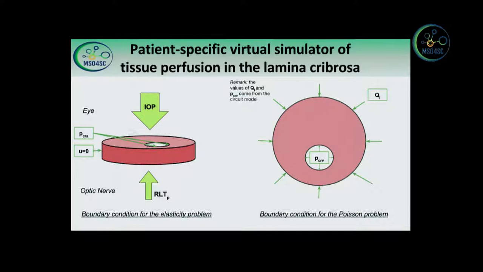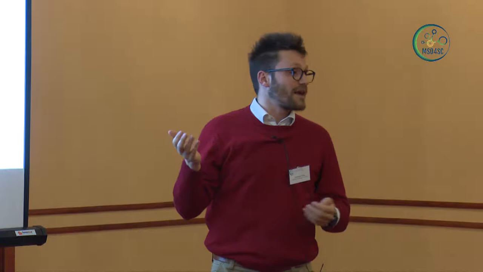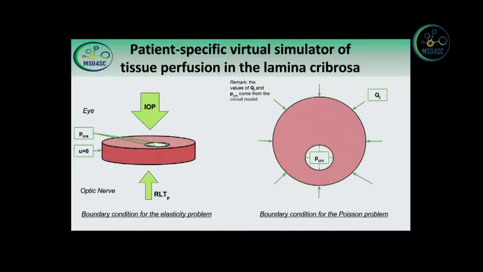The image on the left is maybe similar to the one presented by Professor Harris. We are using the IOP pushing from the part that is close to the eye, while the retrolaminar pressure is coming from the intracranial pressure. So we are trying to describe this boundary condition. Instead, the hole in the lamina is the opening for the central retinal artery and the central retinal vein. In our model, we have taken the pressure of the central retinal artery because it's the highest one. We have imposed a no displacement condition on the lateral boundary.